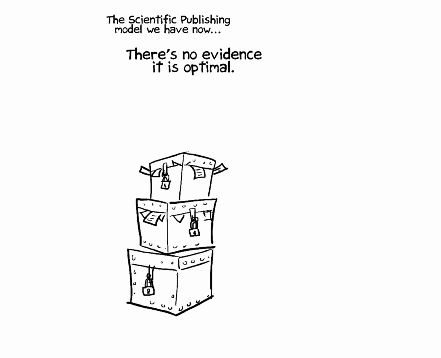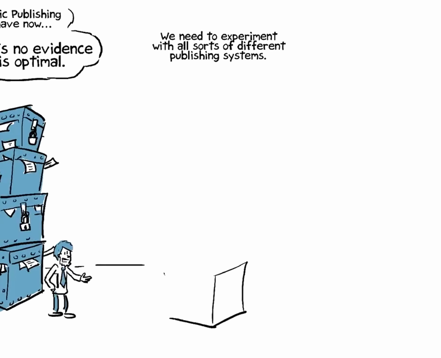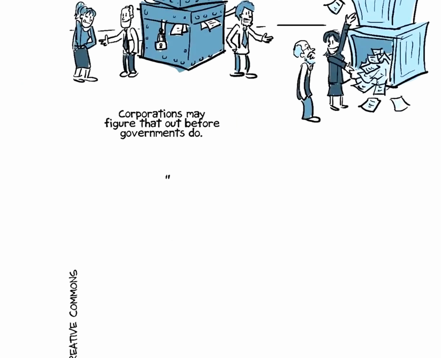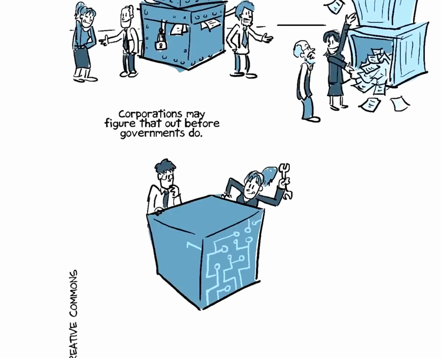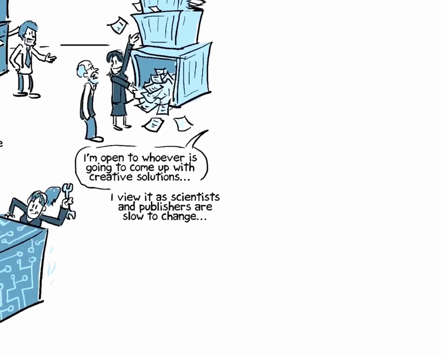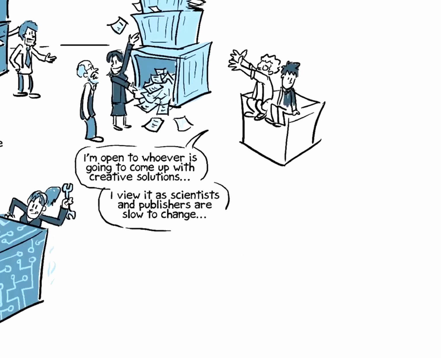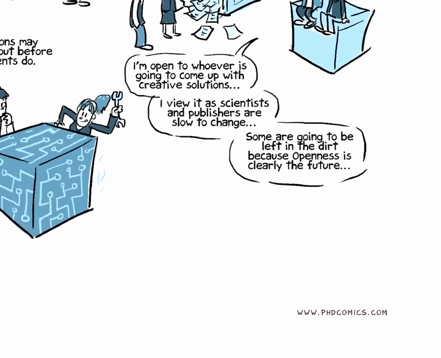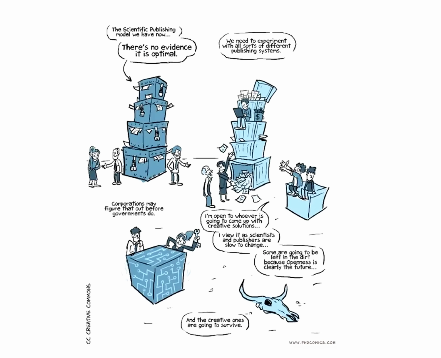The scientific publishing model that we have now, there's no evidence that it is optimal. We need to experiment with all sorts of different scientific publishing systems. Corporations may figure that out before governments do. I'm very open to whoever is going to come up with creative solutions to these issues. I view it much more as scientists and scientific publishers are slow to change. Some of them are going to be left in the dirt because openness is clearly the future, and the creative ones are going to survive.